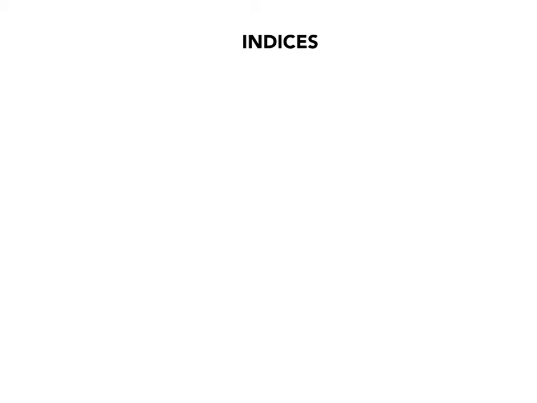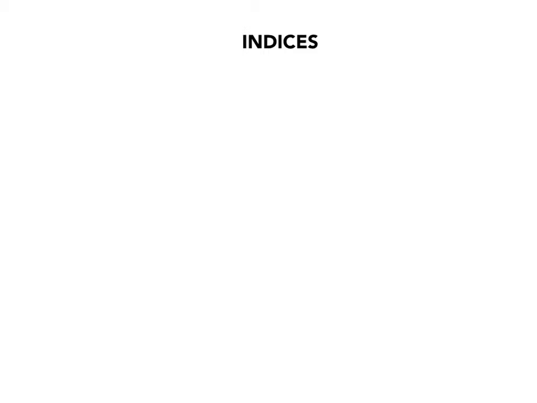A couple of expressions are more common than others, so they have special names. When we write, for example, 2 to the power of 2, we usually say 2 squared. And when we say 2 to the power of 3, we say 2 cubed.